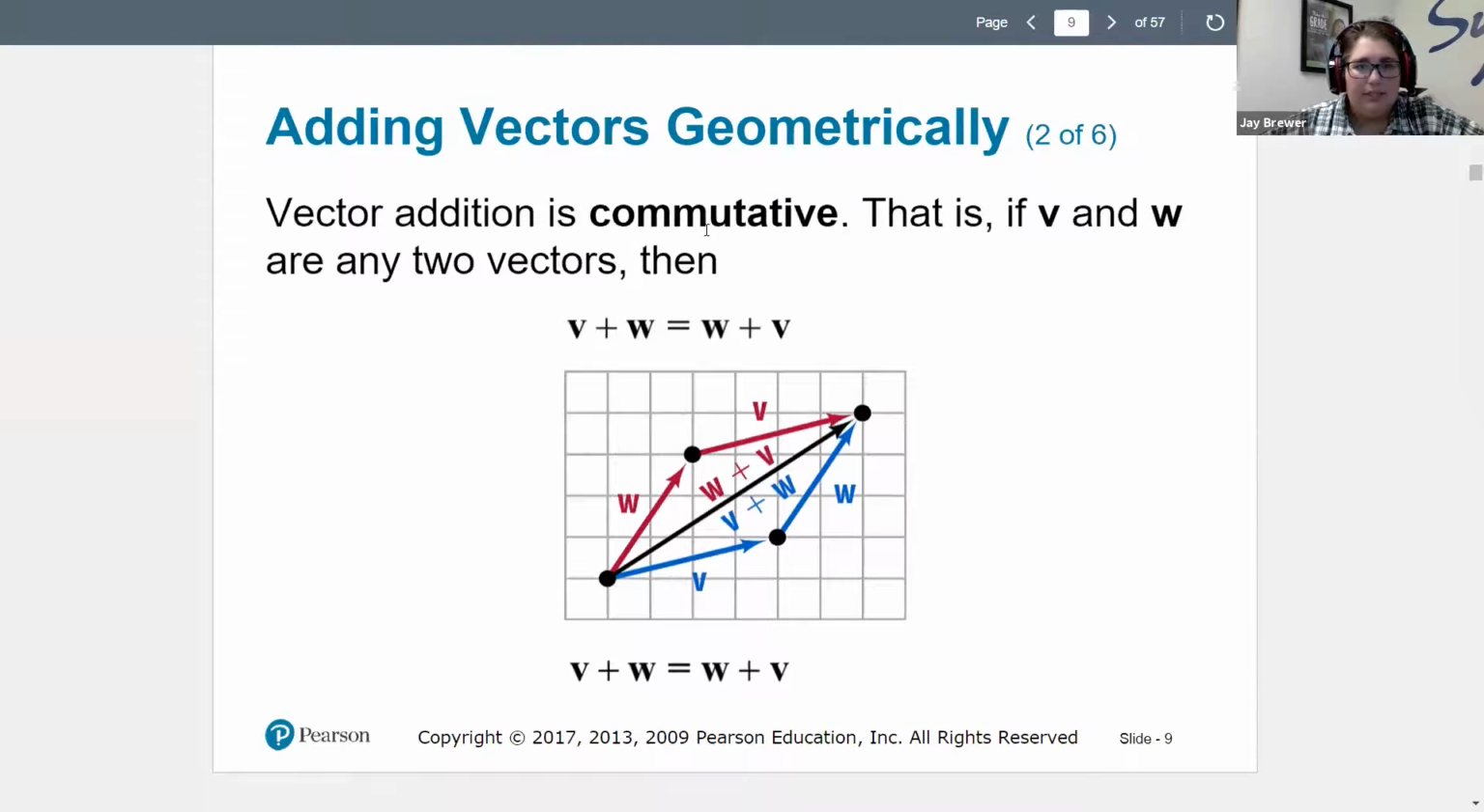Vector addition is commutative. I hate that word. That is, if v and w are any two vectors, then v plus w is the same as w plus v. They're just drawn a little bit differently. You can see that it would still end up being the same summation line. Same vector would come out of it.